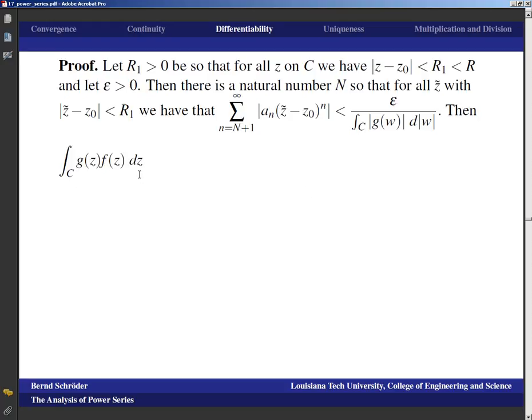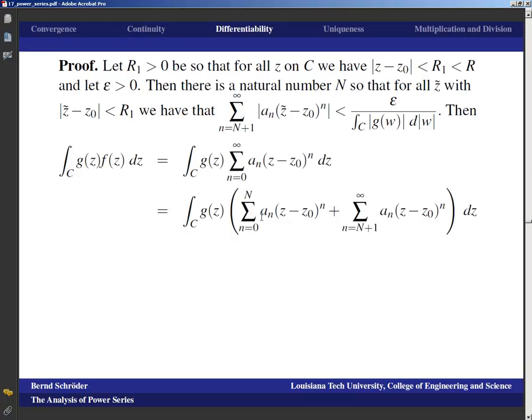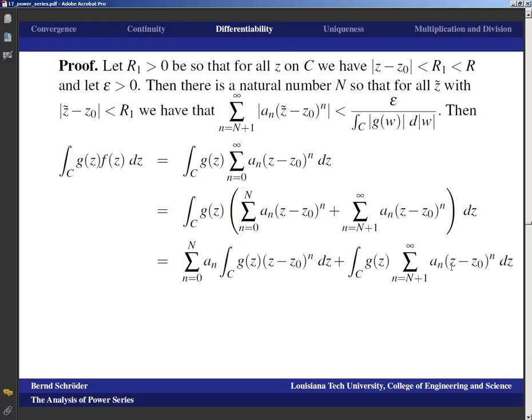The integral of g of z f of z dz over the curve. That's the integral of g of z times the sum n equals 0 to infinity a_n (z - z0)^n dz, which is, we can break up the power series into the sum that starts at 0 and ends at capital N, and then continues with the sum from n = N+1 to infinity. Everything else is the same. Now we can certainly break up these two integrals, and so we first get the sum n equals 0 to N of a_n times the integral over c of g of z (z - z0)^n dz, plus the integral of g of z multiplied with the tail of the power series.